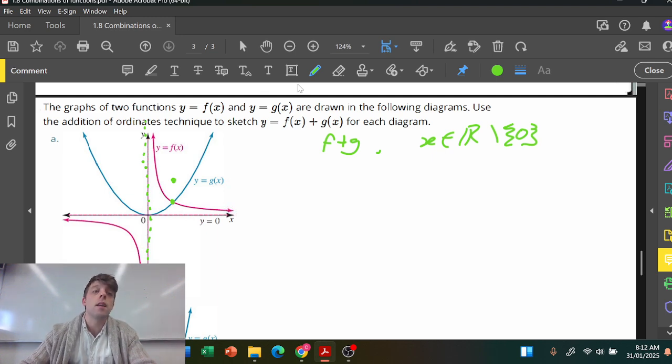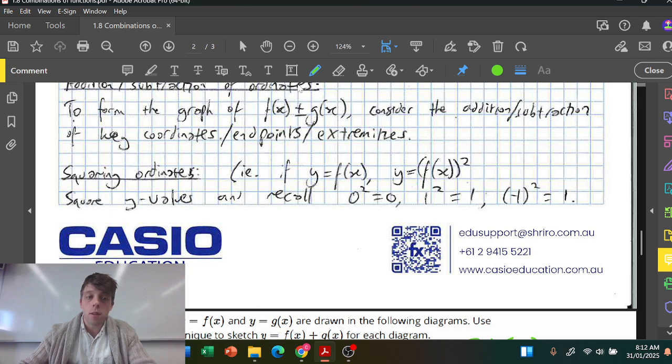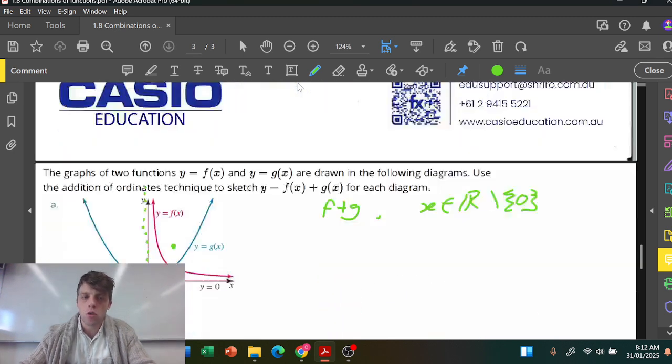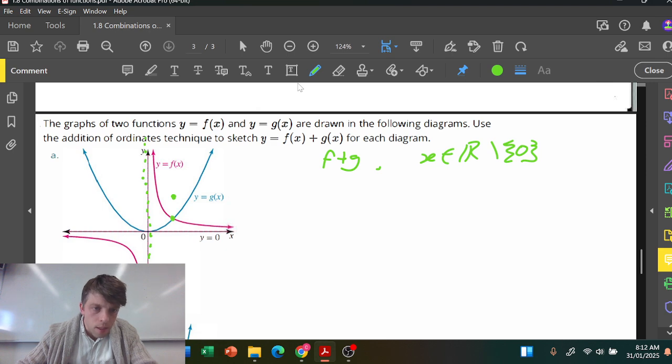Okay, next up, let's consider the extremities. So that's what it says here. We've considered the endpoints, the key coordinates, the extremities is next. So first up, let's consider what happens as x goes towards infinity. So as x goes towards infinity, f of x gets really, really small. g of x gets really big. What is a large number plus 0? Well, it's basically going to be just that large number, right? So whatever this number here is, plus whatever this number here is.